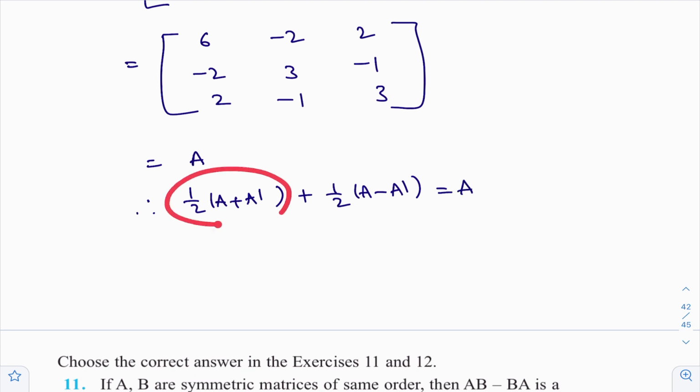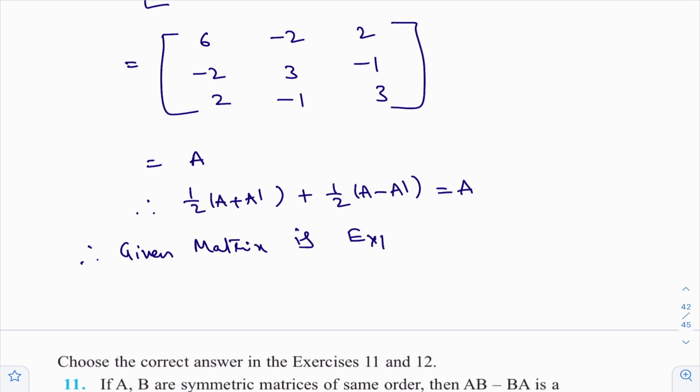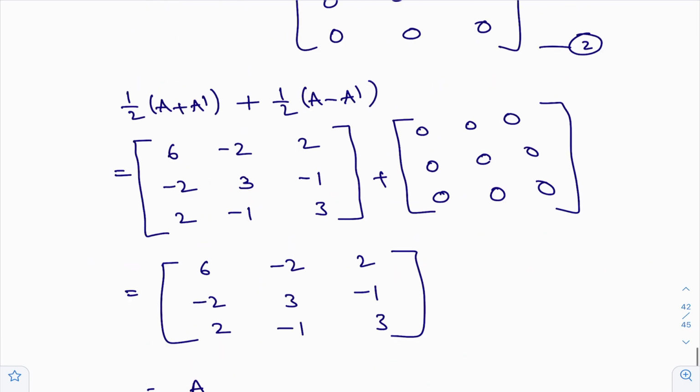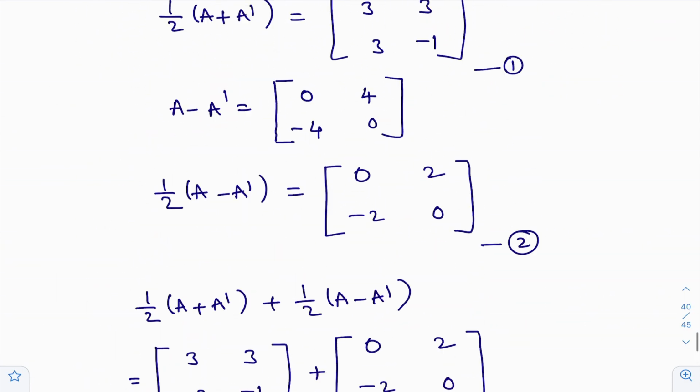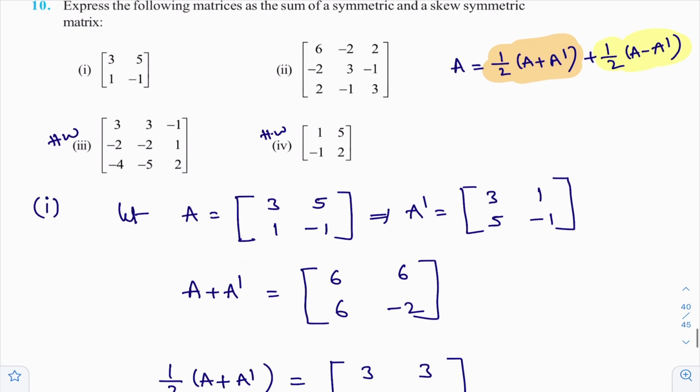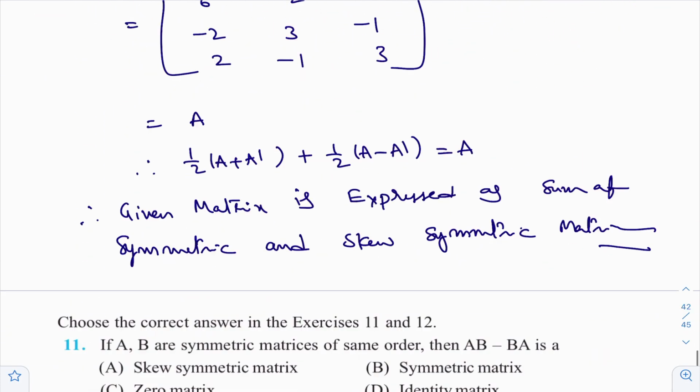We know that this is a symmetric matrix and this is a skew symmetric matrix. Therefore, the given matrix is expressed as the sum of a symmetric and a skew symmetric matrix. So we have done two parts in this question number 10. The first and second questions are completed. I want you to try the third and fourth questions in the same procedure. I hope you understand this. Now we'll move to the next question.